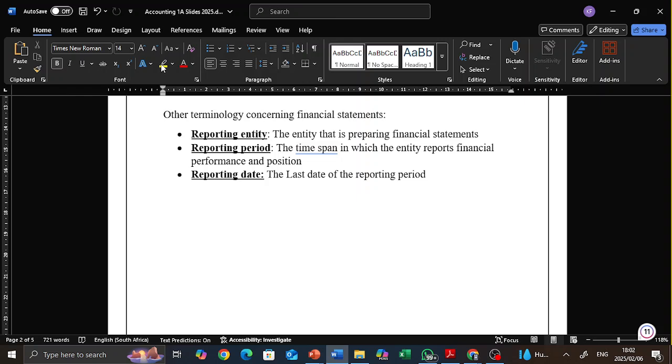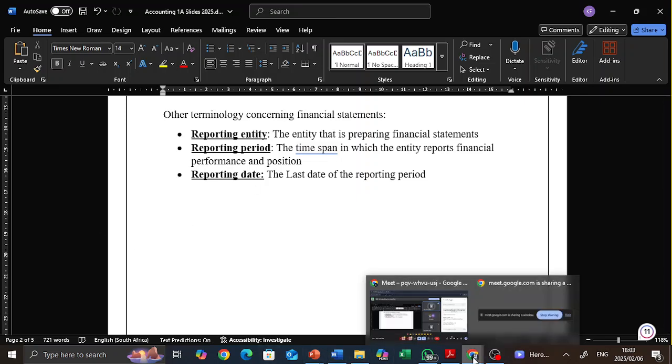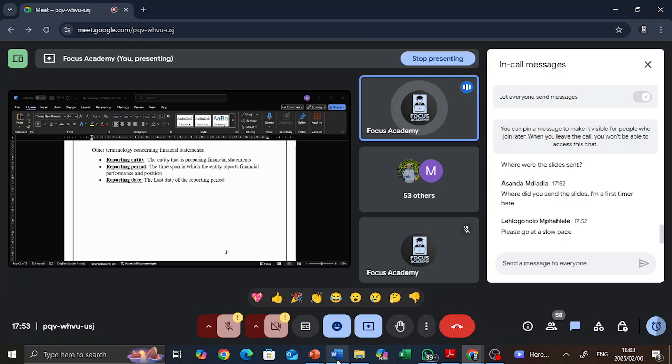Lovely. So now we are at reporting entity, reporting period, reporting date. Let me actually do this for you, because this is what I did yesterday when I was trying to teach everyone about reporting entity. Hopefully, it serves the same purpose today.